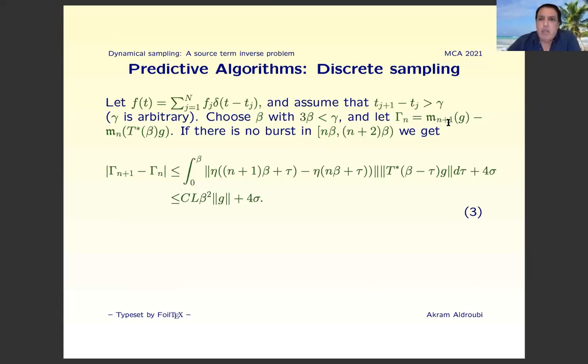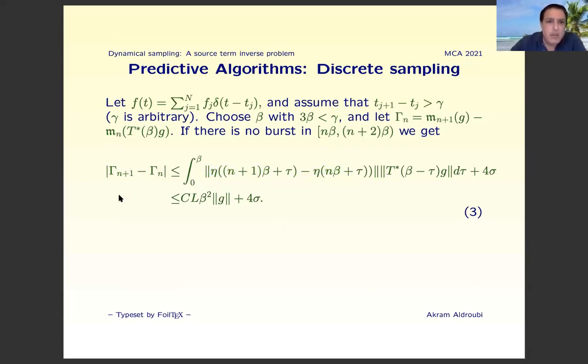And this difference, M n plus 1 of G minus M n of T star, so this measurement at time n plus 1 minus this measurement at time n, is what I said should be roughly small if there is no burst within that interval of time. However, what I'm going to do now is look at two intervals of size beta, so two consecutive intervals. The reason we do this is a trick to use this Lipschitz constant that we have in the background noise. So instead of taking two consecutive measurements, I'm going to take the difference between two consecutive measurements in two intervals that are side by side. And this is what we're doing here. And this is a trick to be able to get this inequality right here.